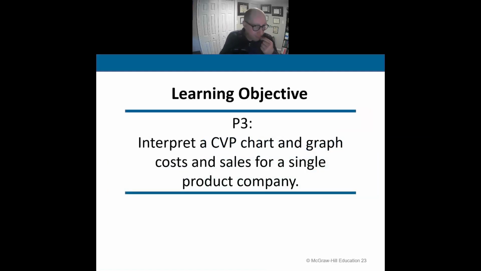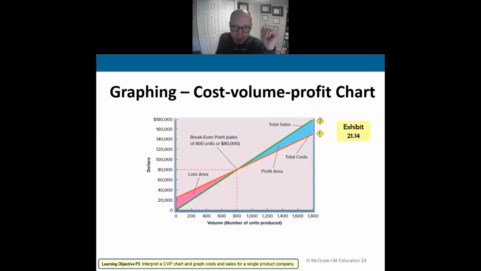The last method to find the point where you've broken even is called the cost volume profit chart. It's a graphical representation. Here's what it looks like. I know, right? Okay, it's just a graphical representation. Now, we see our total sales line in green. We see our total costs on the red line. We see the profit area. We see the loss area.